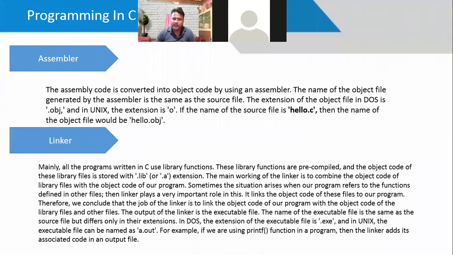Now check the assembler. Assembler is used on the assembly code. It is converted to the object code by using the assembler. The name of the object file generated by the assembler is the same as the source file.